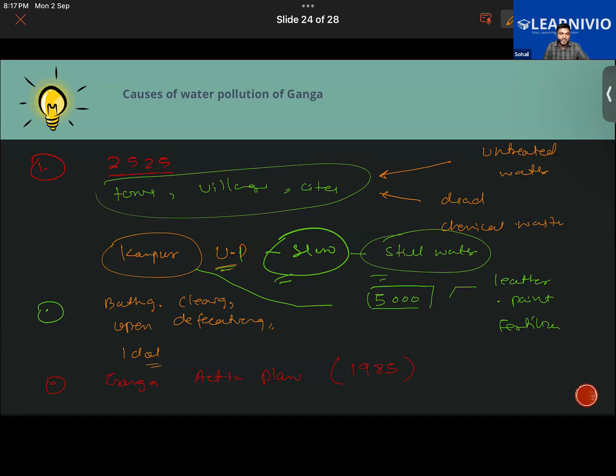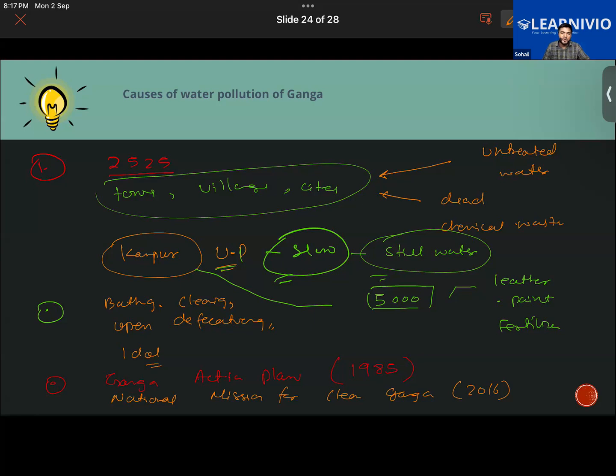Now, considering all this problem, the government of India started one more initiative called the National Mission for Clean Ganga. They started the National Mission for Clean Ganga in the year 2016. But that is also not very effective.